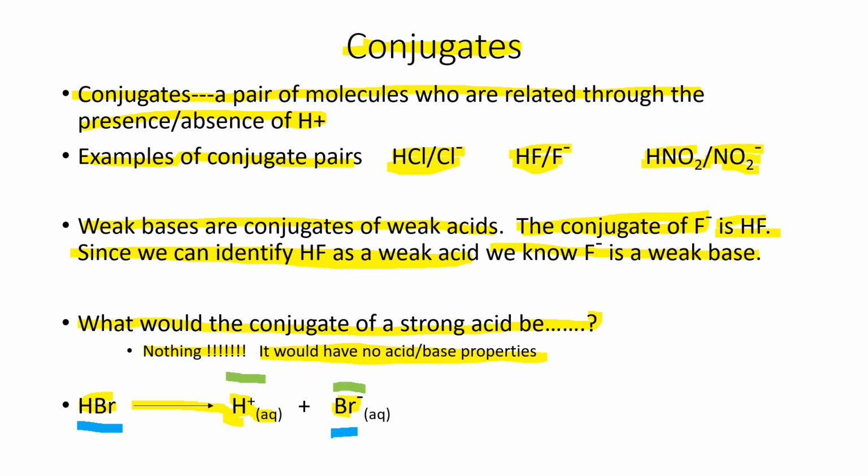So the conjugate of a strong acid does not have any acid-base properties whatsoever, but the conjugate of a weak acid will be a weak base. Make sure you go through and think about that. The conjugate of a weak acid will be a weak base. Think about those equilibrium arrows. Both things could happen. But the conjugate of a strong acid has to be nothing because there is no equilibrium arrow. The reaction only goes one way.